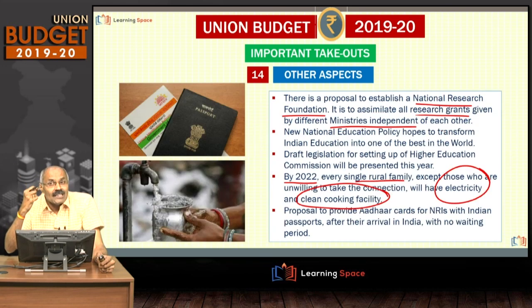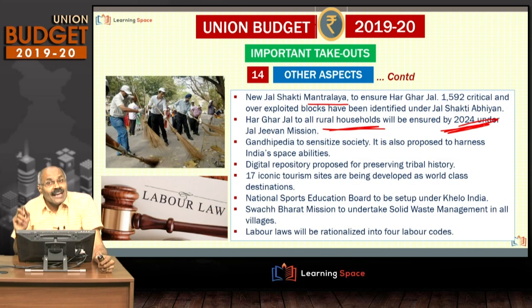By 2022, every single rural family will have not only electricity but clean cooking facility. By 2024, entire rural India will have tap water, right? By 2024 under the Jal Jeevan Mission. Right friends, these are the important takeaways as far as Union Budget 2019-20 is concerned.